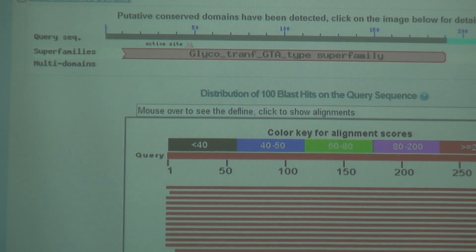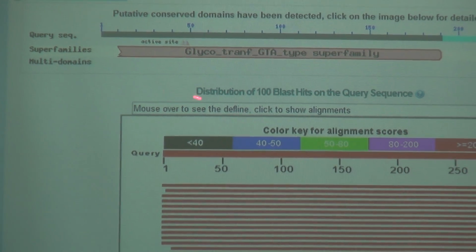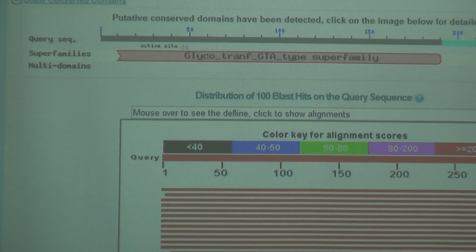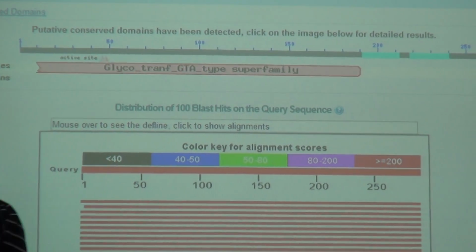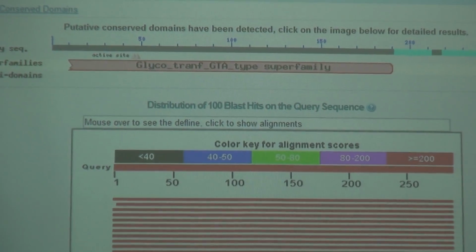Now, the second search that we did begins here, and this is aligning our sequence to all the other proteins in the database.